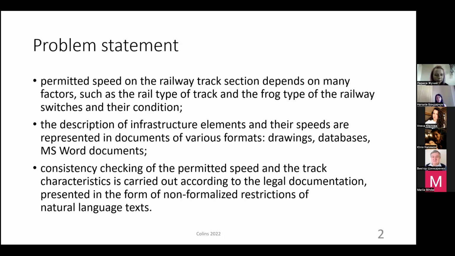The description of infrastructure elements and their speeds are represented in documents of various formats: drawings, databases, Microsoft Word documents. Consistency checking of the permitted speed and the track characteristics is carried out according to the legal documentation presented in the form of non-formalized restrictions of natural language texts.